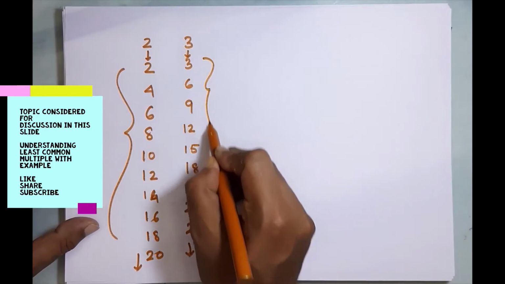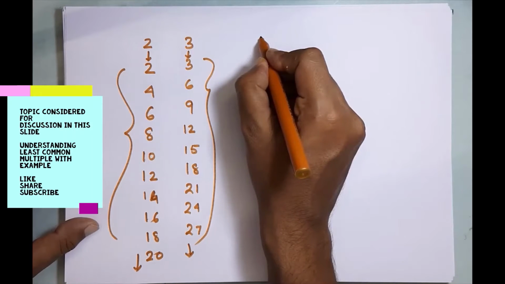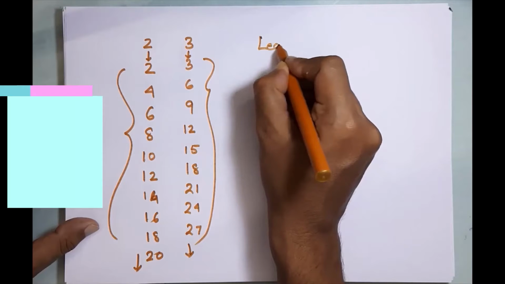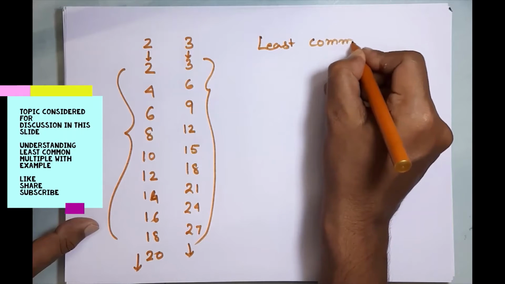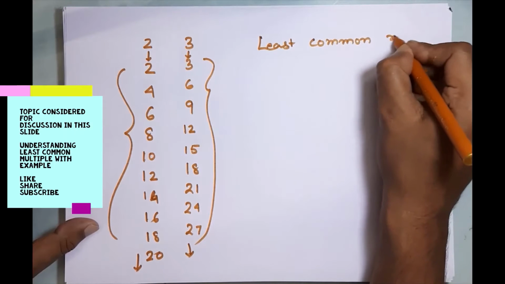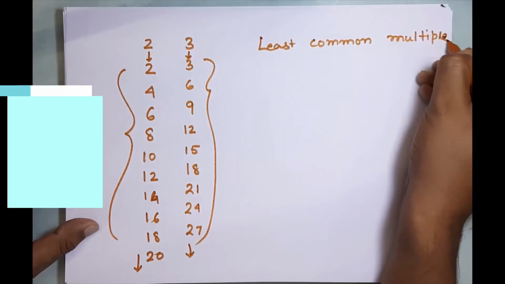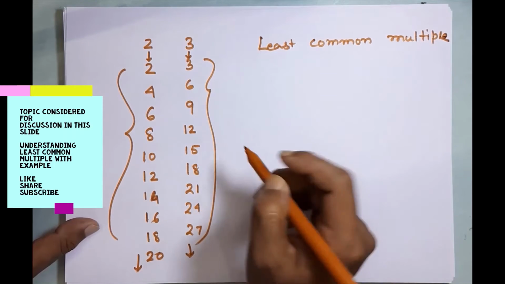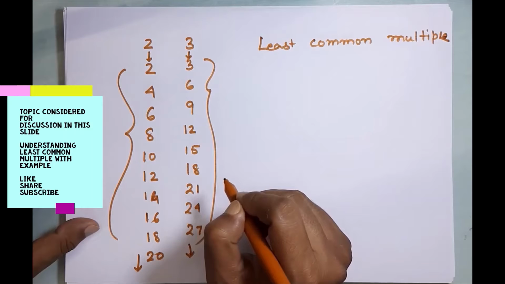So what does LCM stand for? LCM stands for least common multiple. Let me write it down here. So we have now noted the multiples for 2 and 3.